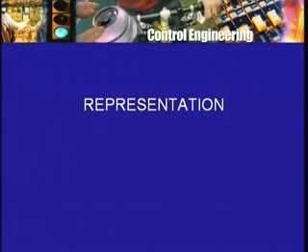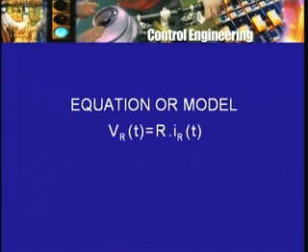One can sometimes use a word that is a little better than modeling, and that is the word representation. So instead of saying that this resistance is modeled by V equal to R i, or V_R(t) equal to R i_R(t), this equation is said to be a model of the resistor, we could say that this equation represents the behavior of the resistor, with the understanding that it's only under certain conditions and only within certain limits that the equation represents the behavior of the actual resistor.